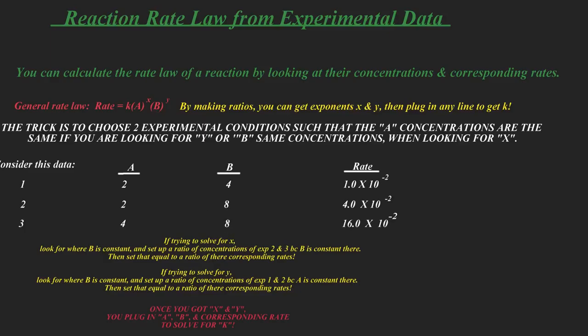You're going to do a ratio of B was constant in experiments 2 and 3. So you would do (4/2) all raised to the x equals 16 times 10 to the negative 2 over 4 times 10 to the negative 2. That'll give you x. And then for y, you would do the same thing, but looking at where A is constant. So you would do (8/4) all raised to the y, and then do a ratio of these two rates.